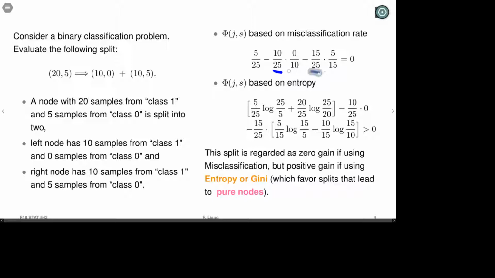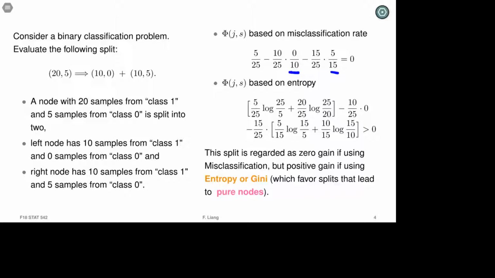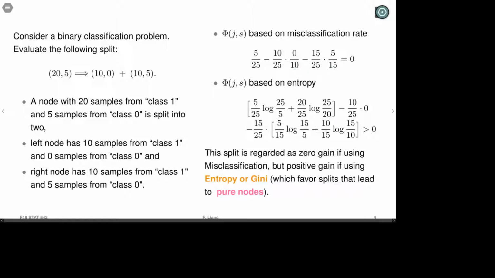And then let's look at the misclassification rate at the left and right. For the left node, it's a pure node, so the misclassification rate is 0. And for the right node, we're still going to misclassify 5 of them, so the misclassification rate is 5 divided by 15. As you can do the calculation, you're going to find out the gain is 0. Meaning, if I don't do this split, the misclassification rate is the same. So from the parsimony principle, we shouldn't do this split, right, if I use misclassification rate.